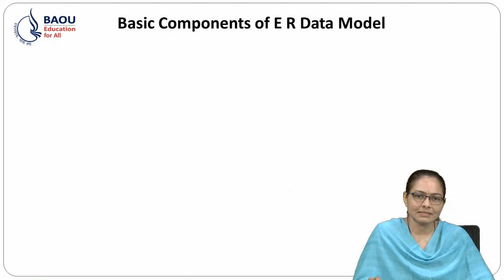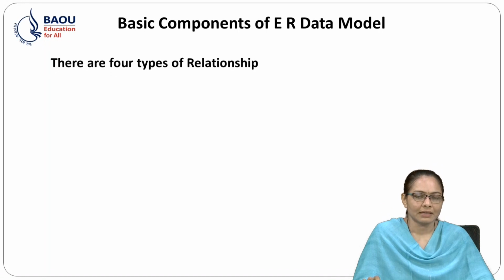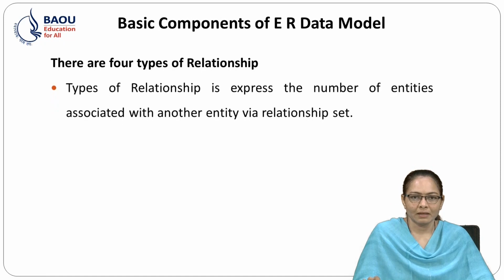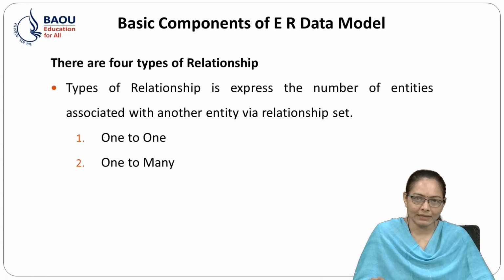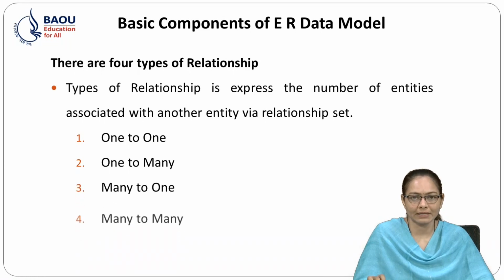Now the next is, there are four types of relationship. Types of relationship express the number of entities associated with another entity via a relationship set. So, there are four types: one to one, one to many, many to one, and many to many relationship.